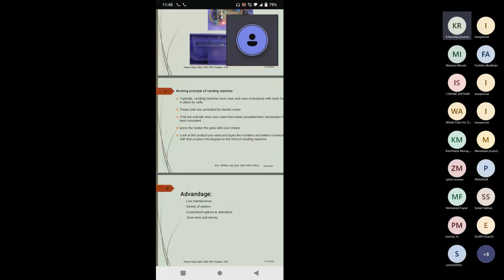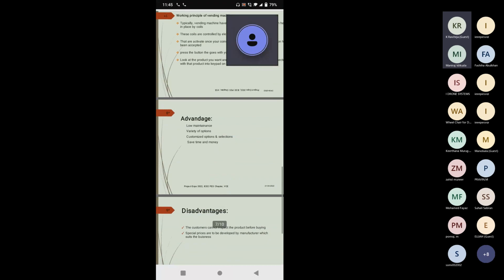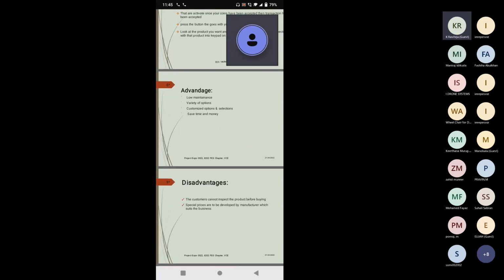And I tell about the advantages of our project. Low maintenance. It has a variety of options. We can easily customize the options and selections. Also saves time and money.